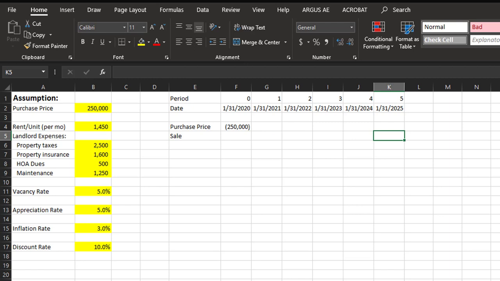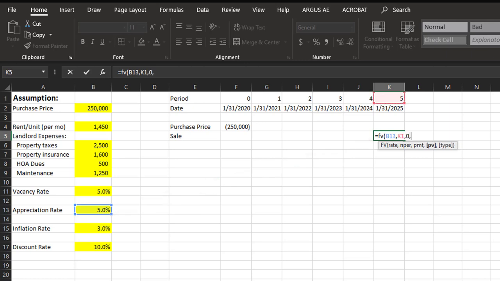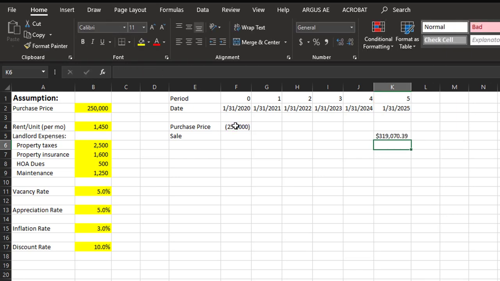Now my sale is happening at the end of year 5, and it's based on an appreciation rate. So there's an appreciation rate assumption over here, and I'm just going to use the FV function. The appreciation rate is given right here, so I'm going to click on that. The number of periods is 5, and so instead of hard coding it, I'm going to go ahead and refer to that cell up there. There's no payments along the way, and the amount that we're starting with is over here. So if I close those parentheses, I get this number.